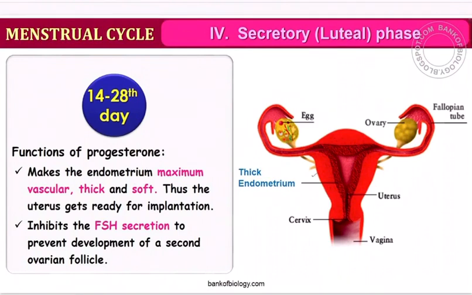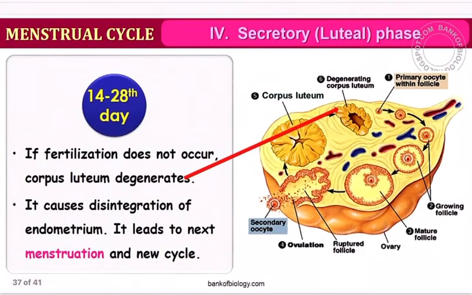What is the function of this progesterone? It makes the endometrium maximum. Just in the beginning there is loss of endometrial tissue. Now there is reconstruction. The endometrium becomes very thick, vascular, with a lot of arteries and veins, so blood supply will be there. It becomes thick and soft. Thus, the uterus gets ready for implantation. It is anticipating pregnancy. And progesterone inhibits FSH, follicle stimulating hormone, secretion, to prevent development of a second ovarian follicle. So it ensures that no second ovarian follicle develops.